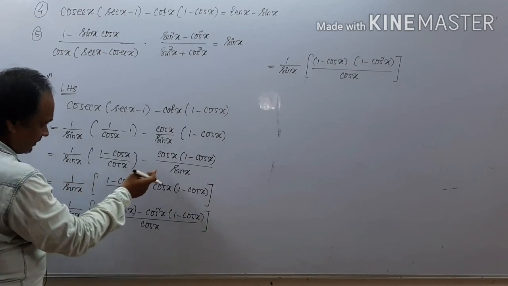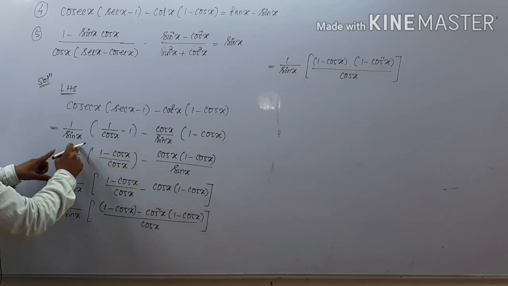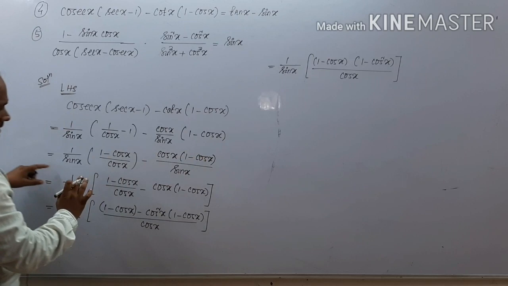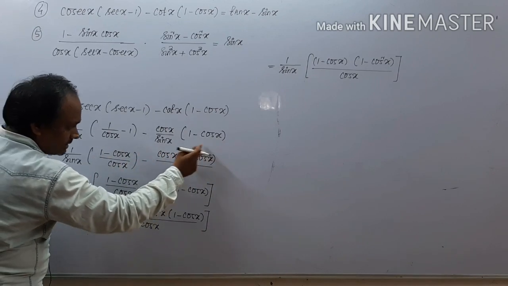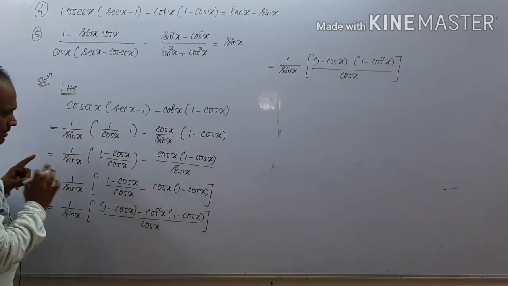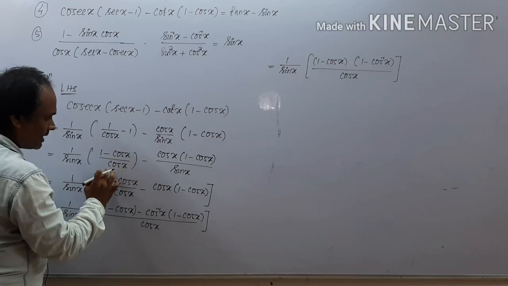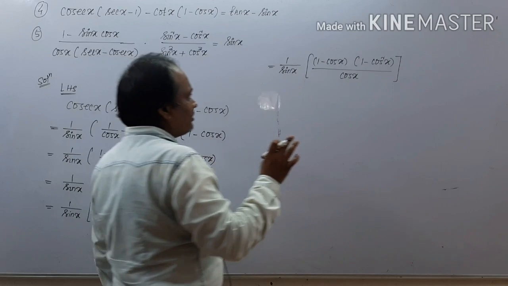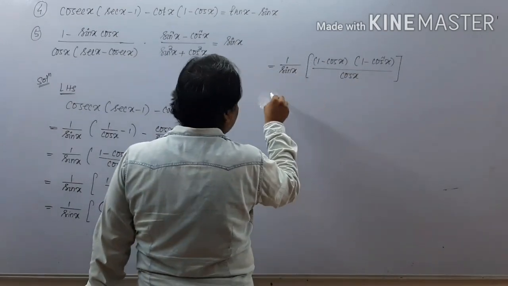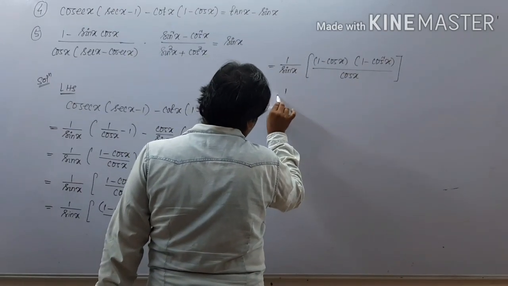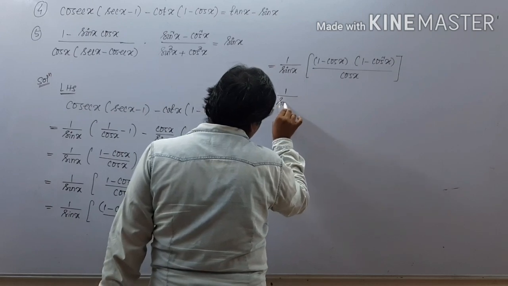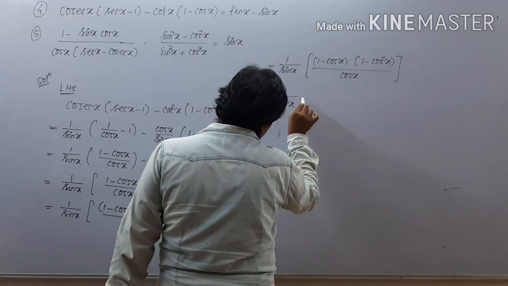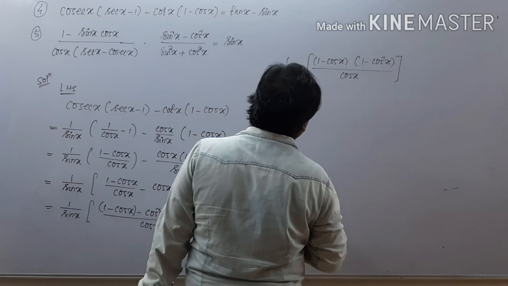Otherwise, directly from here also you can take 1 by sin x, (1 minus cos x) divided by sin x, directly common, so that it will become 1 by cos x minus cos x. So we will get (1 minus cos square x) by cos x. So here this will become 1 by sin x.